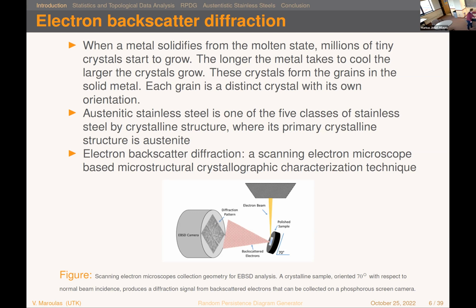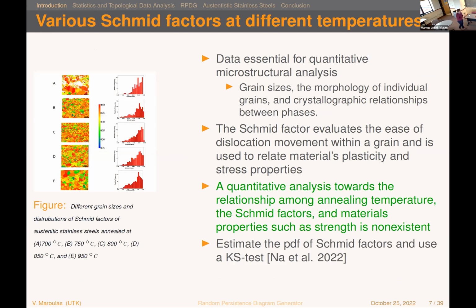So how do these look? Exactly as you can see in A, B, C, D, E. These are the structures I'm going to study today. Okay, these are coming from real annealed austenitic stainless steels at various temperatures, from 700 Celsius all the way to 950 Celsius.